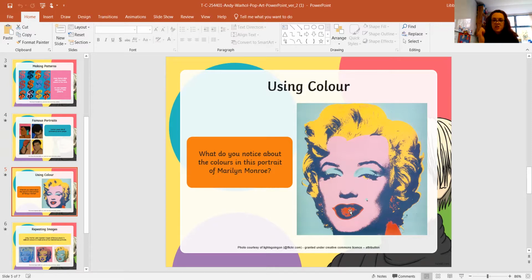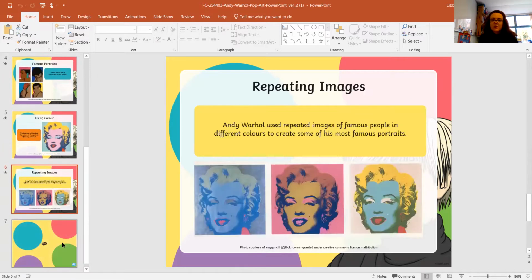He really picked out the features of her face on there to emphasise them in different colours. You can see that there. So he changed it each time he did it. So she's got pink lips there and then red, and the eyes are pink, and then the eyes have gone to white on there.